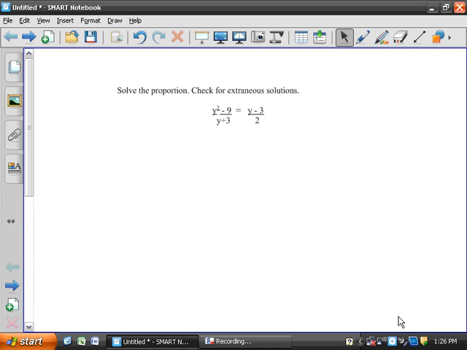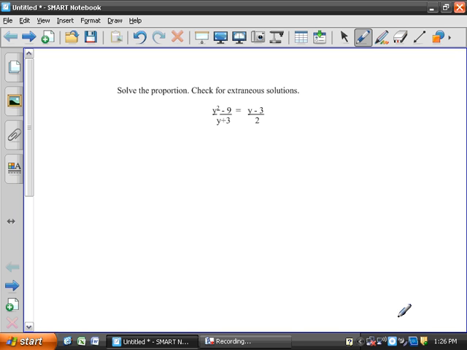Right, so we're looking at solving a proportion. Remember that proportions are simply a situation where you have two fractions set equal to each other. And what we're interested in doing here is solving for y.